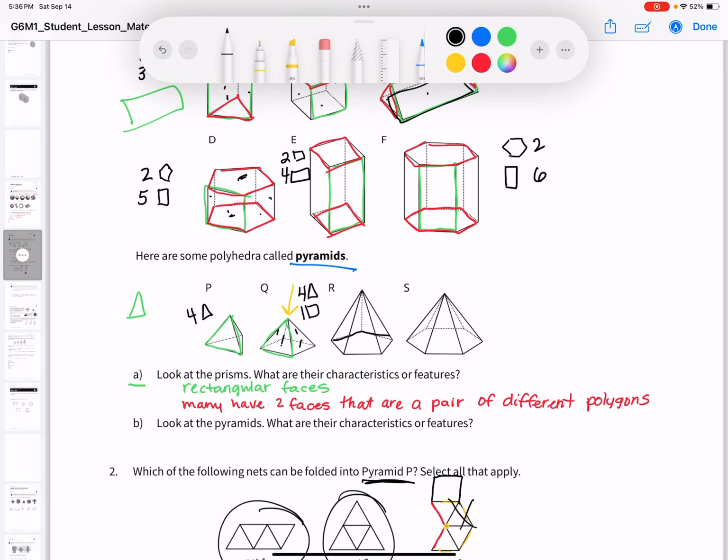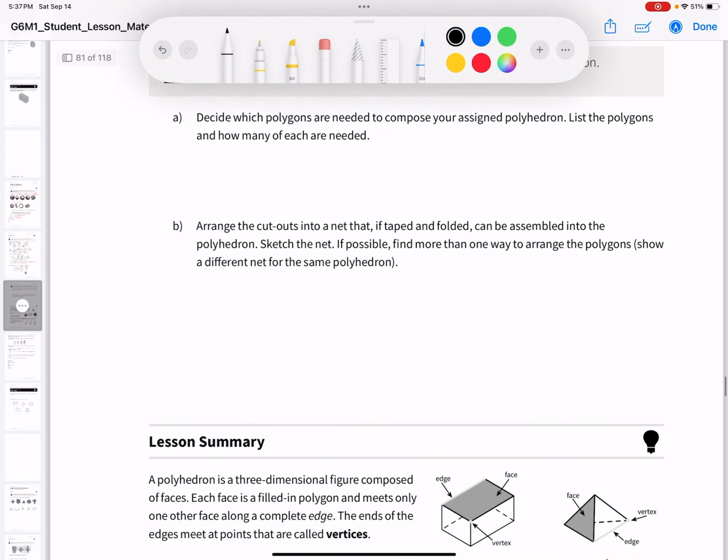You would need the bottom 1, 2, 3, 4, 5. So you need a pentagon. You would only need one of those, though. One of those. And you need 1, 2, 3, 4, 5 triangles. And here you would need 1 hexagon and 6 triangles. Do you see how the number of sides on the shape is however many triangles you need for pyramids? Pretty cool.